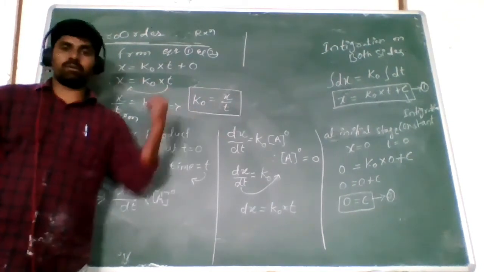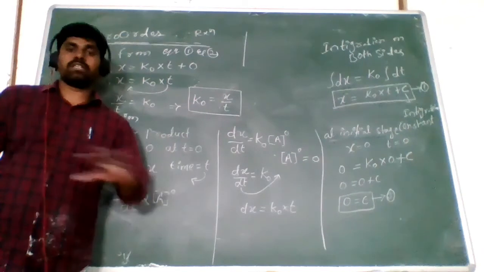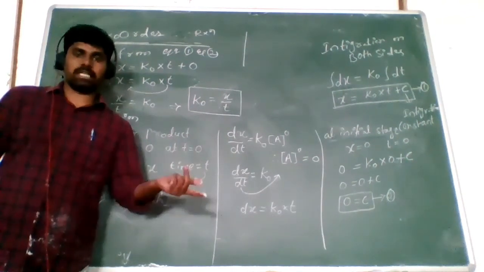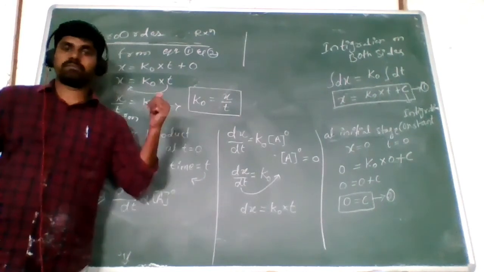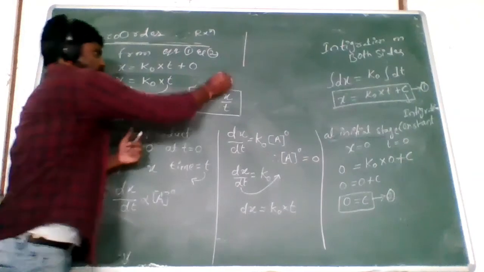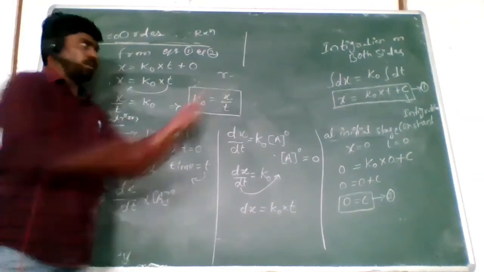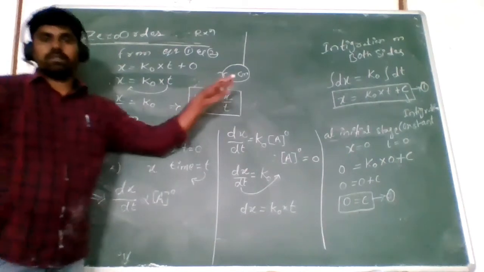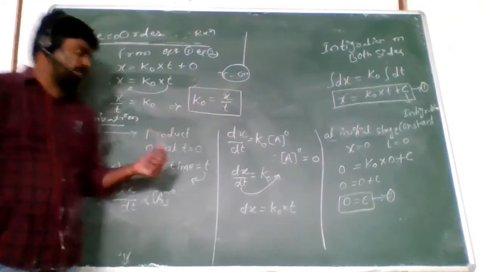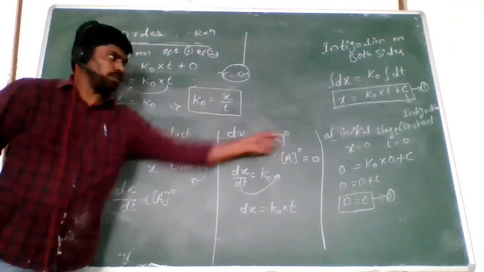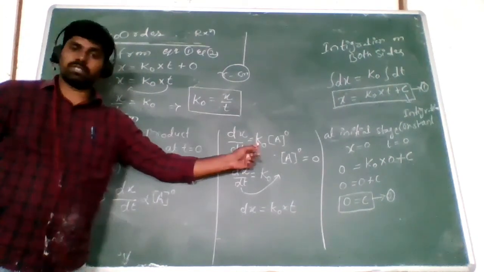Next, I go to the zero order. Zero order means the rate of reaction does not depend on the concentration of the reactant. That is what we call a zero order reaction. Means the rate of reaction R does not depend on the concentration. Clear? That is zero order. That's why I'm taking it as the product of the concentration here. Look here, 0. That's why we get the constant value.